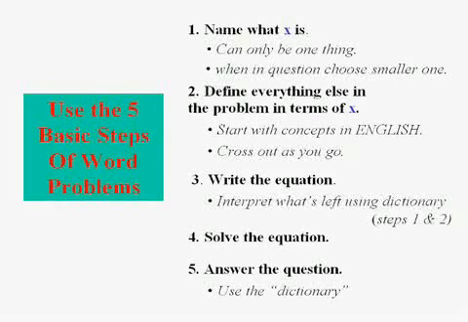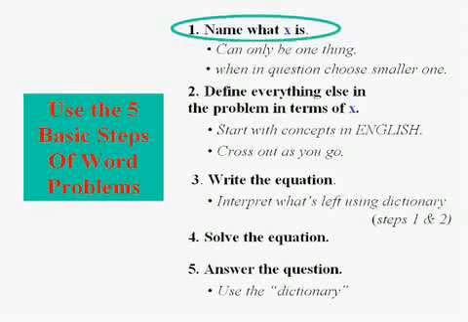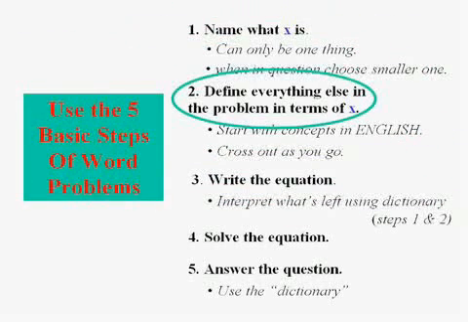The first step, as always, and this is the one people miss the most, I always say, is to look for what you're looking for. Name what x is. And remember, it can only be one thing. It's usually next to the question mark. If you have a choice between several things, let it be the smaller one. Okay, so name what x is. And then define everything else in terms of x that's an object in the problem itself.